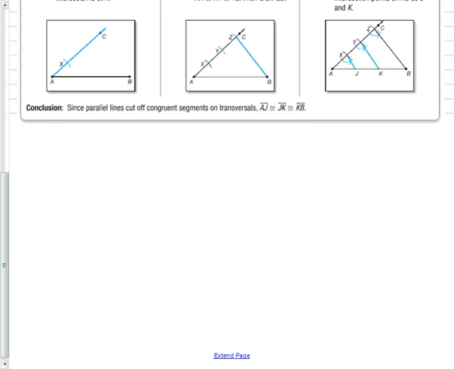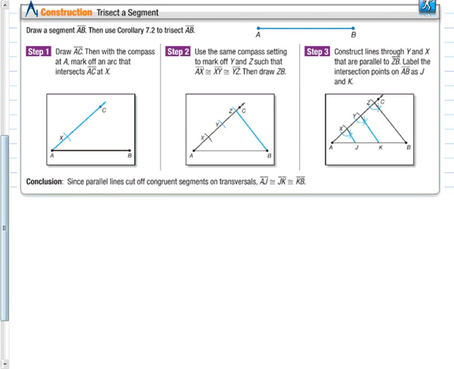Got your compass? Get your compass out. We are going to learn how to trisect a segment. I think your teacher last time said, remember to bring your compass to class.